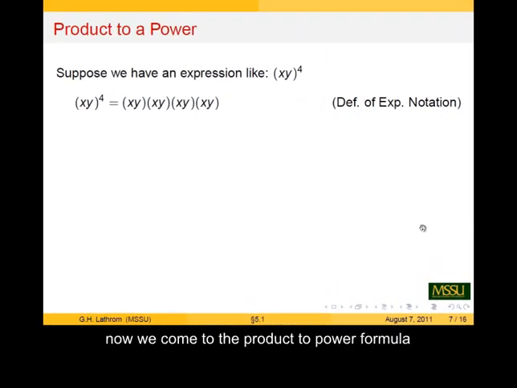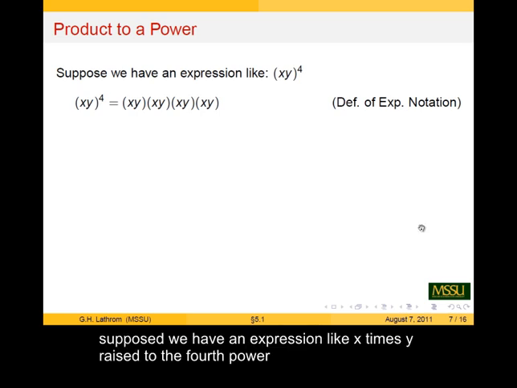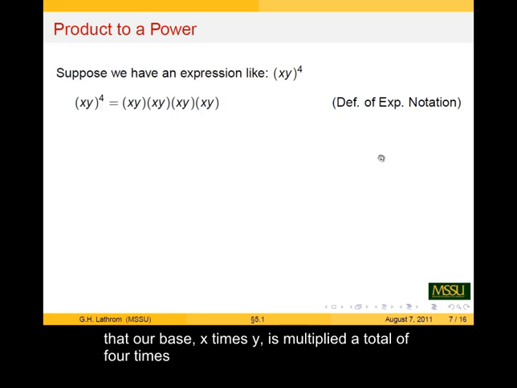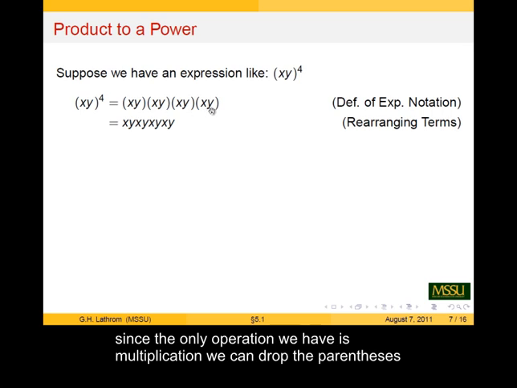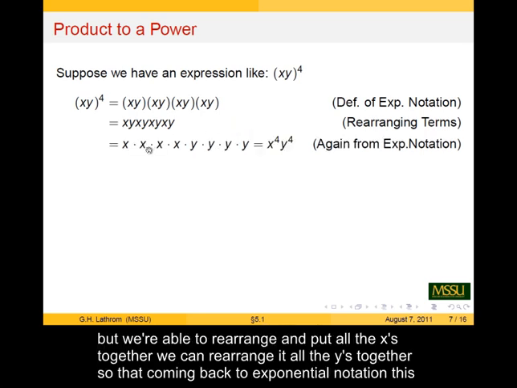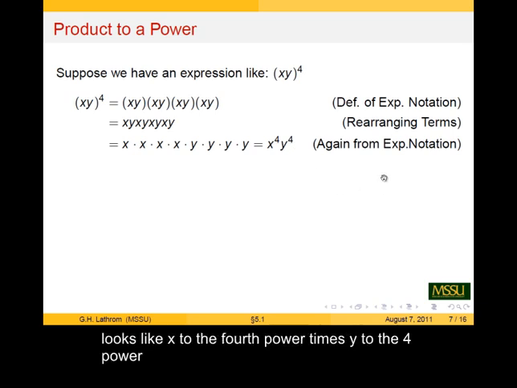Now we come to the product to a power formula. Suppose we have an expression like x times y raised to the fourth power. Again, just like before, we come back to the definition of exponential notation, which is that now our base, x times y, we multiplied a total of 4 times. Now, the only operation we have is multiplication, so we can drop the parentheses to make it x times y, x times y, x, y, x, y. But we are able to rearrange and put all of the x's together. We can rearrange and put all of the y's together so that coming back to exponential notation, this looks like x to the fourth power times y to the fourth power.